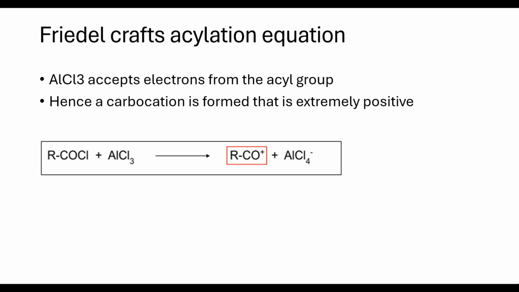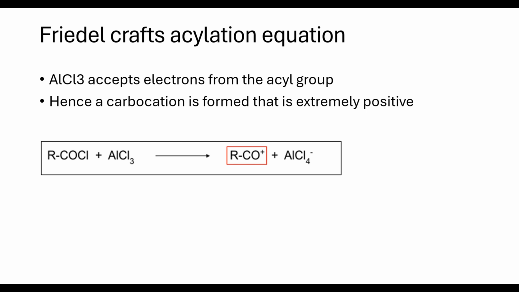In the Friedel-Crafts acylation equation, the AlCl3 is going to accept electrons from the acyl chloride, RCOCl. Hence a carbocation is formed that is extremely positive. It will accept the Cl minus, and that RCO is going to turn into RCO plus. So this RCO plus is now a very positive electrophile, which then undergoes Friedel-Crafts acylation.